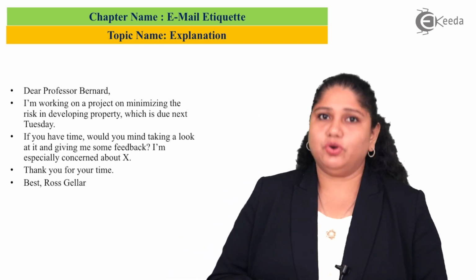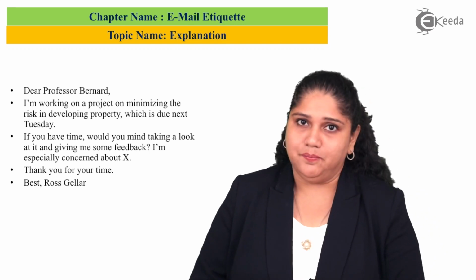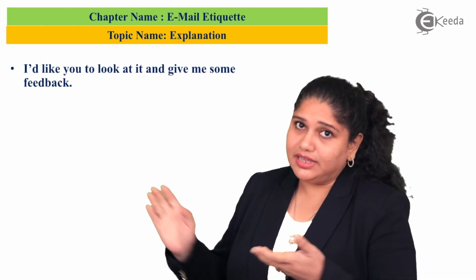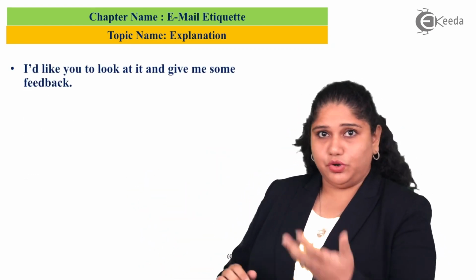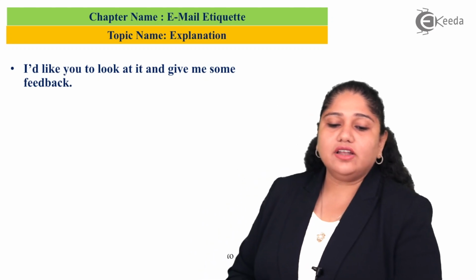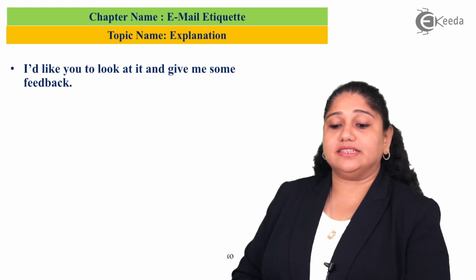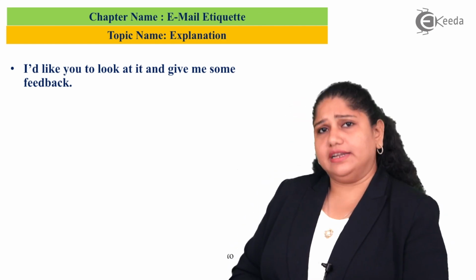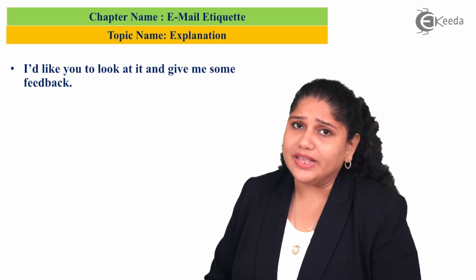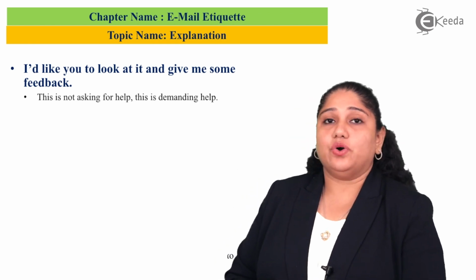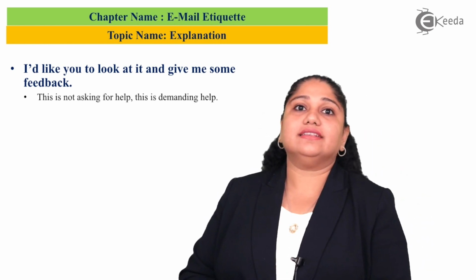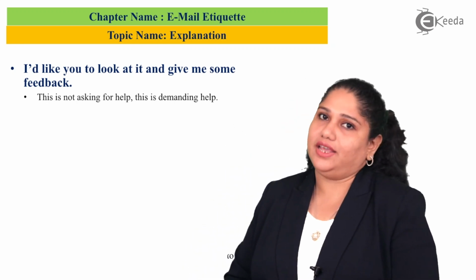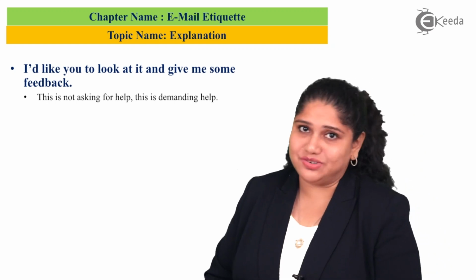What went wrong? What was the tone that went wrong in the email? What could have been better? Let's see. Now, in the explanation, I would want to focus on certain things. It says, I'd like you to look at it and give me some feedback. First of all, we need to understand, are we asking for a request or are we ordering? Is it a request mail or an order mail that you have to get sorted? For me, it sounds like an order, where actually it is a request mail.